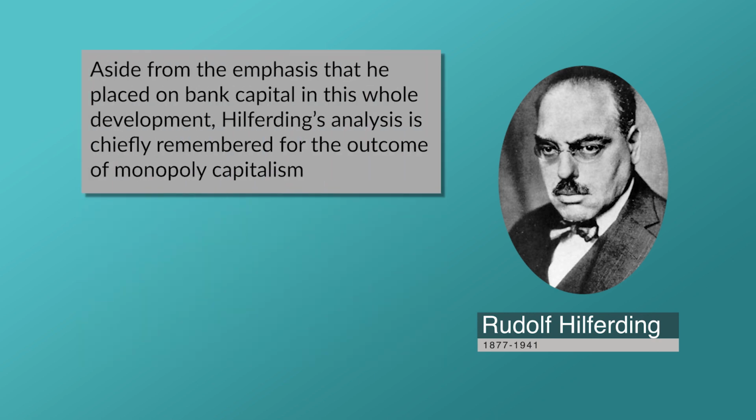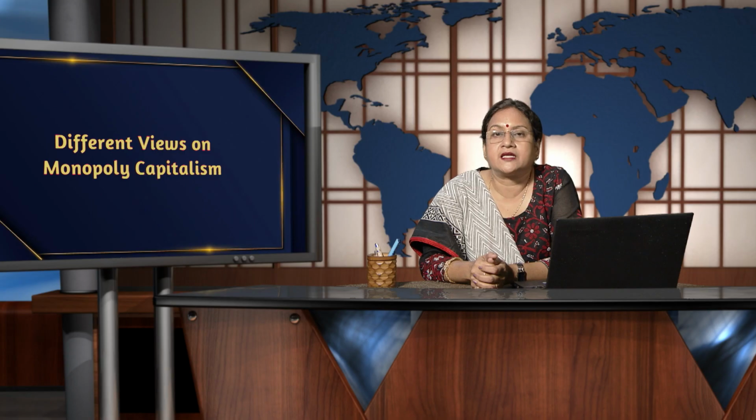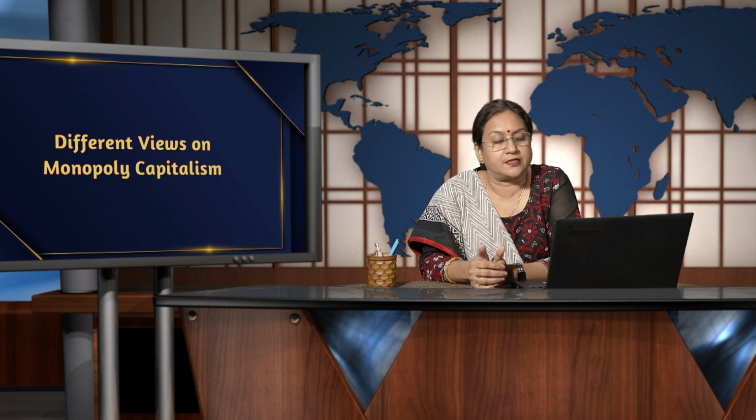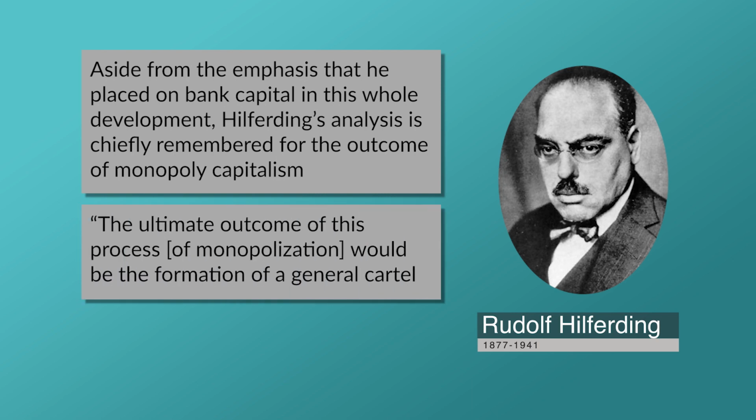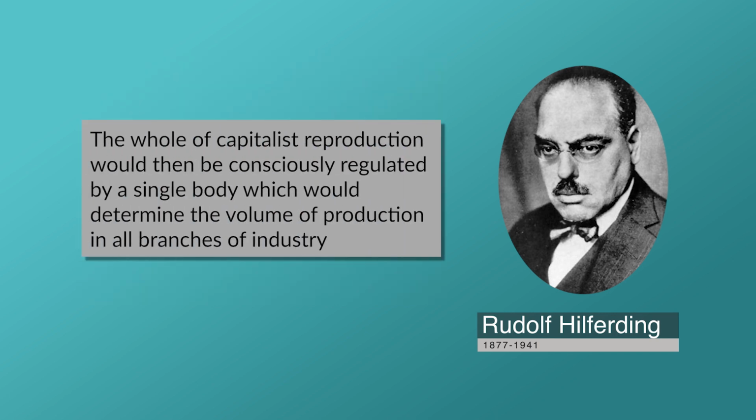Aside from the emphasis that he placed on bank capital in the whole development of monopoly capitalism, Hilferding's analysis is chiefly remembered for the outcome of monopoly capitalism. Let us try to understand what Hilferding had to say on the outcome of monopoly capitalism. The ultimate outcome of this monopolization would be the formation of a general cartel. The whole of capitalist reproduction would then be consciously organized by a single body which would determine the volume of production in branches of industry. This is what cartels are, we already know.